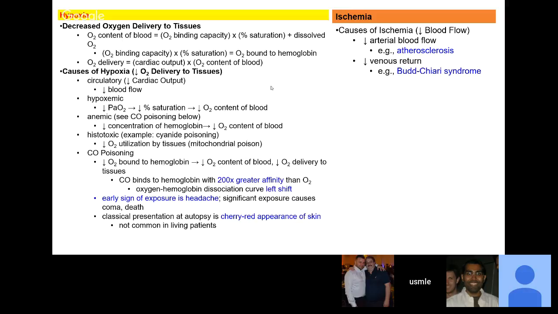Why is it not in red but in blue? CO2 will be blue, CO will be red, pink actually.